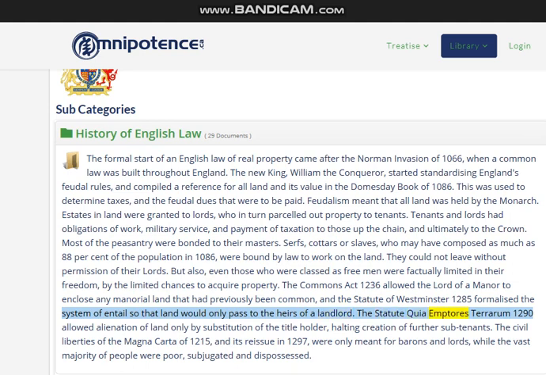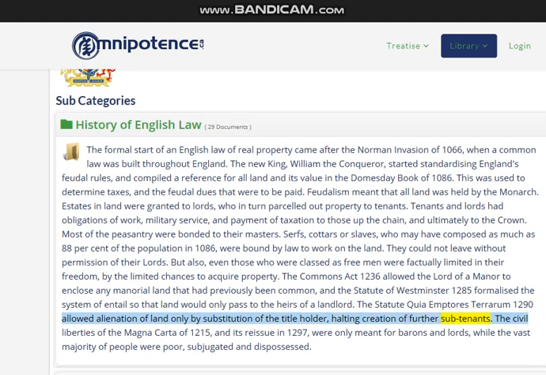The Statute Quia Emptores Terrarum 1290 allowed alienation of land only by substitution of the title holder, halting creation of further subtenants. The civil liberties of the Magna Carta of 1215, and its reissue in 1297, were only meant for barons and lords, while the vast majority of people were poor, subjugated and dispossessed.